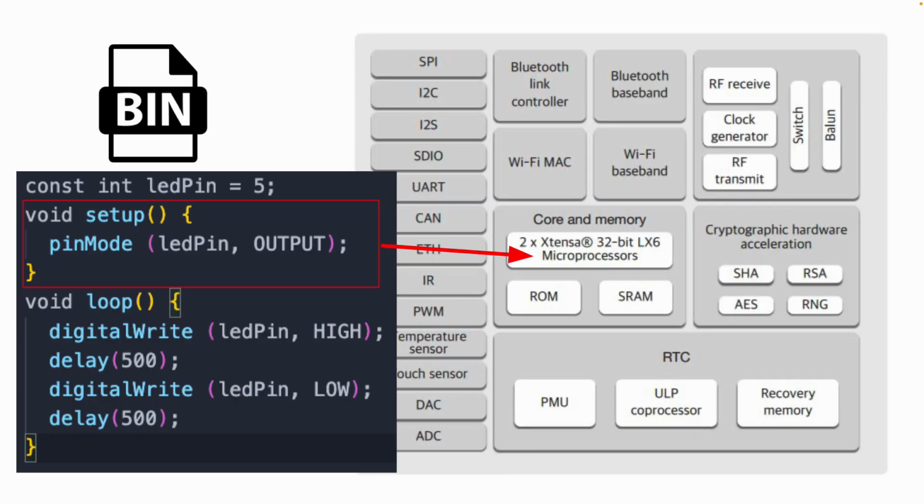The code might look something like this, in which case the setup is first run one time on the microprocessor. Then the loop is run over and over again until the program is terminated.